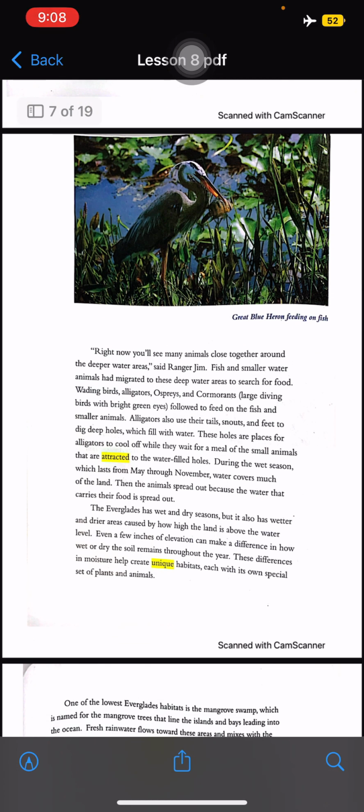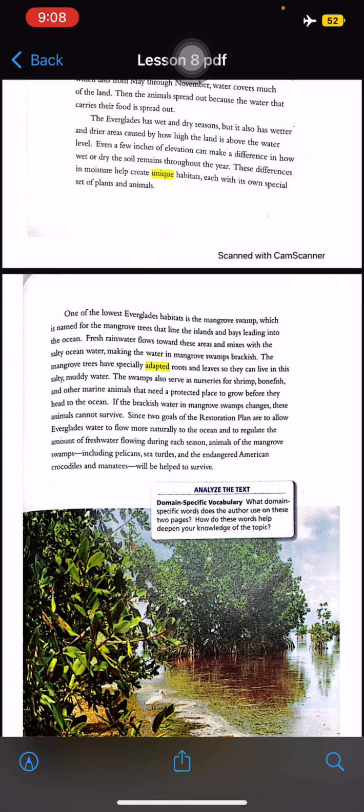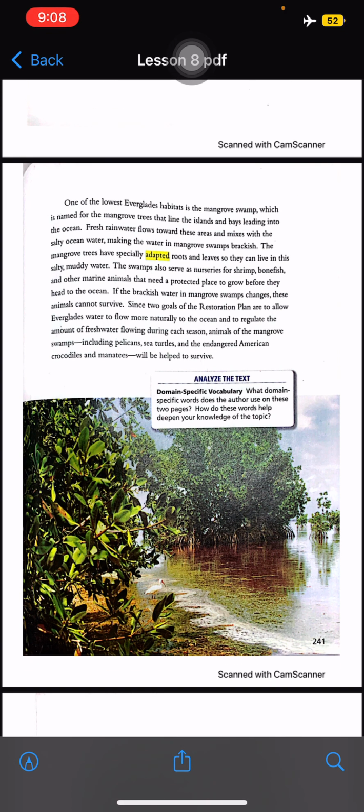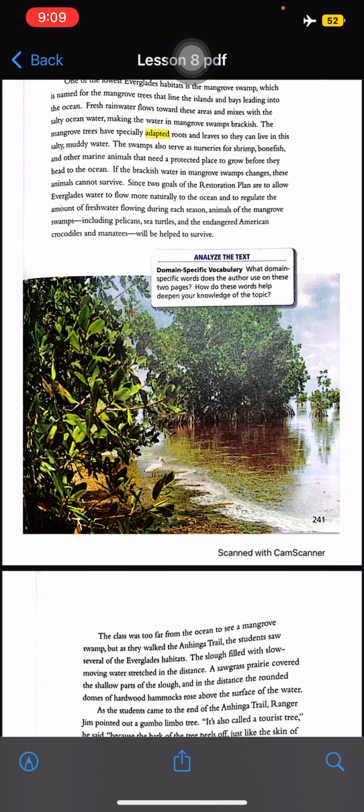In this page also, Ranger Jim continues speaking about the many birds and animals found in this national park. After that, one of the lowest Everglades habitats is the mangrove swamp, and we already spoke about how these are especially adapted and how the animals live near this place. And then the restoration plan, that they are planning to conserve and protect this wetland from being endangered or disappearing.